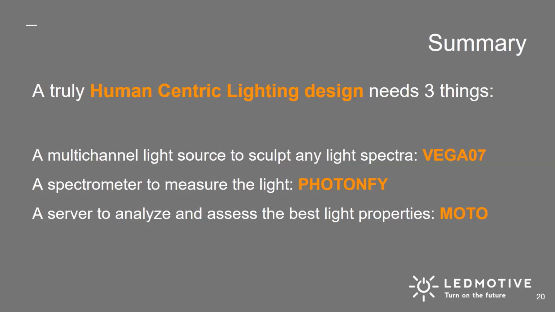In summary, we have seen that a truly human-centric lighting design uses three things. First, a multi-channel light source to sculpt any light spectrum and to design spaces taking into account the non-visual effects of light. And then a lightweight spectrometer and a calculation server to measure and analyze the light spectra and to assess the best light properties for each end user and for each application.